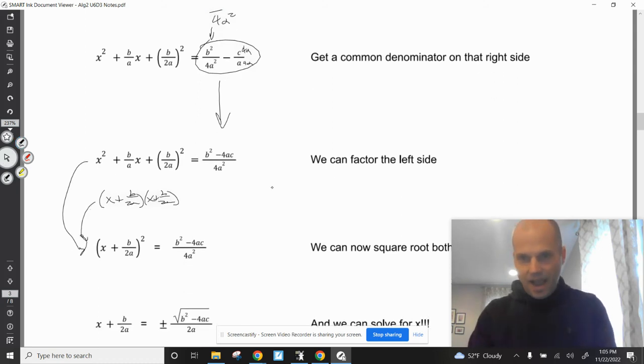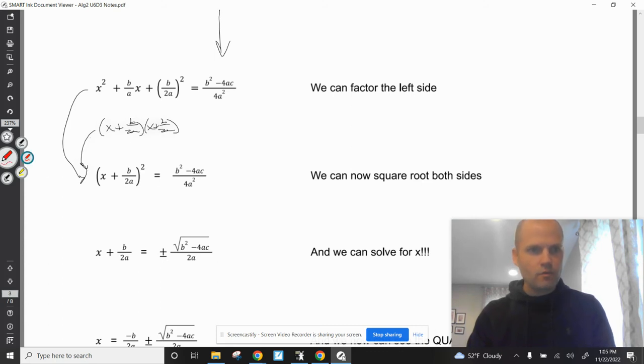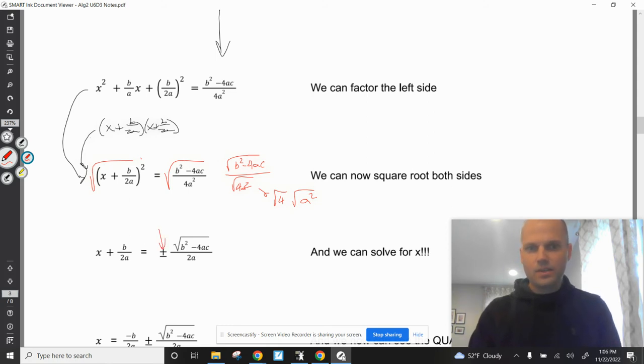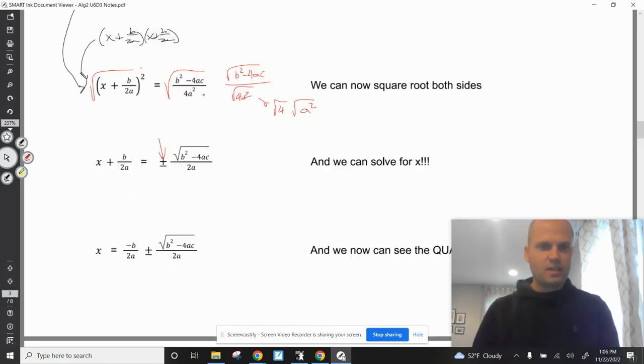Okay? And now that's like, oh, this is vertex form. We could square root both sides. When we square root the left side, the square goes away. We're just left with this. When we square root the right side, they're going to square root the top, and they're square rooting the bottom. And they realize that the bottom square rooted is just the square root of 4 and the square root of a squared. Well, the square root of 4 is 2. The square root of a squared is just a. And since they're square rooting, they have a plus or minus. And then they finish things off by subtracting b over 2a. And here's b over 2a subtracted.